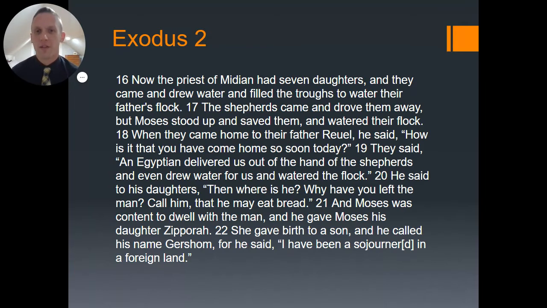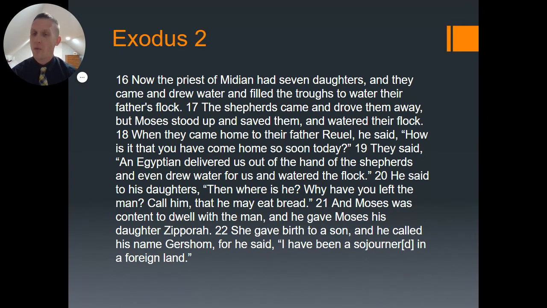So here's what happened. Now, the priest of Midian had 7 daughters, and they came and drew water and filled the troughs to water their father's flock. So remember, little girls are the shepherds. The shepherds in the Middle East are little boys, little girls, and old women. So here you have 7 little girls shepherding their father's flocks. They're maybe in middle school, upper elementary school, maybe the oldest is in high school, and they're responsible for the flocks of their father. They've been given an extraordinary amount of responsibility compared to what students of that age are typically given in our culture.